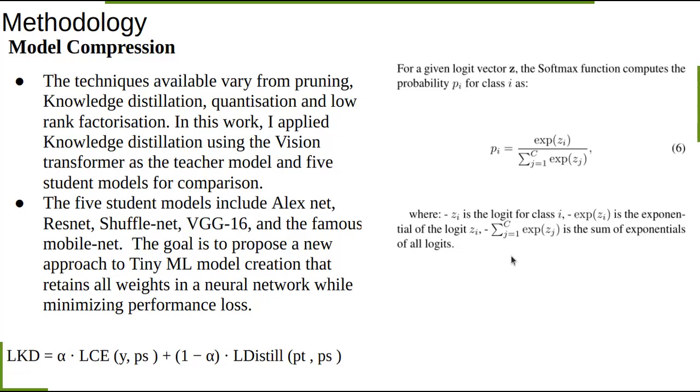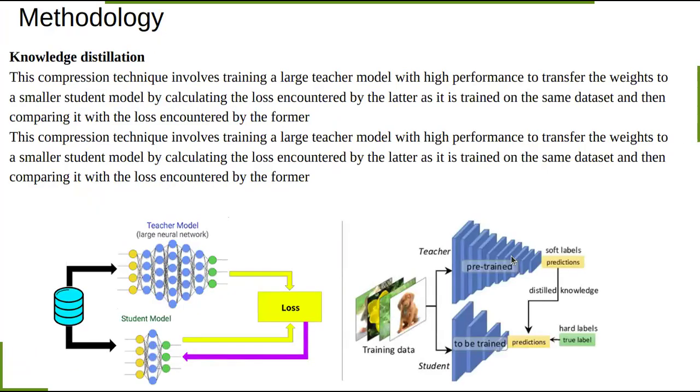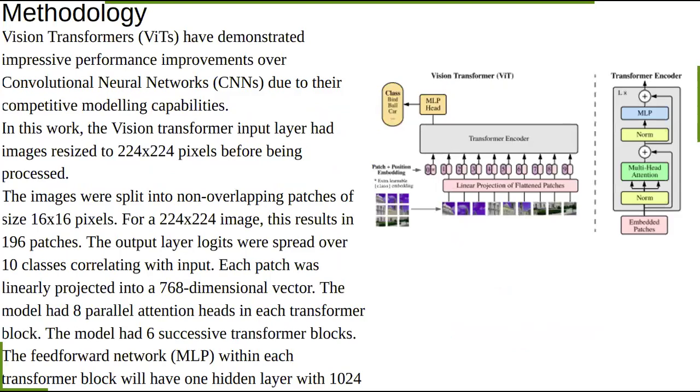So in knowledge distillation, here we're seeing our teacher model teaching the student model, as you see. So it goes on to be trained. This compression technique involves a large teacher model with high performance transferring weights. Yes, we've looked at that already. So the methodology: transformers outperform convolution due to their higher competitive modeling capabilities.